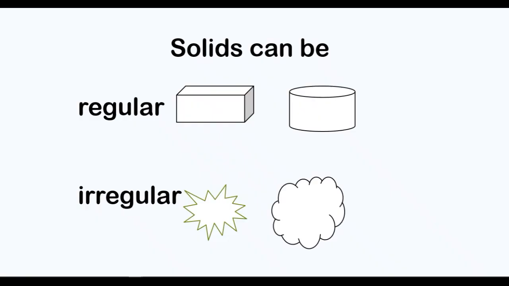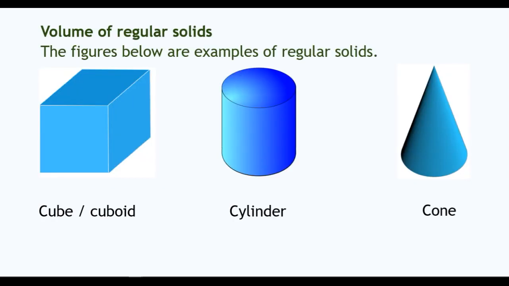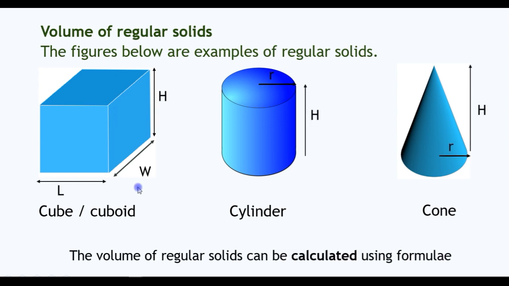A solid can be regular or irregular. So let's first see how we can find the volume of regular solids. The figures below are examples of regular solids. Cubes, cuboids, cylinders, and cones are regular solids. To find their volume, we can start by measuring their dimensions, such as length, width, height, or radius. And then we use these dimensions to calculate the volume.